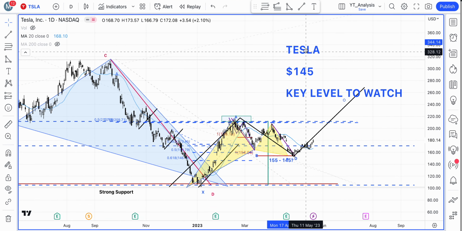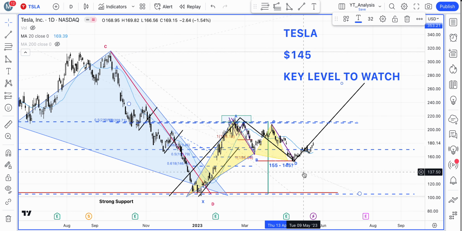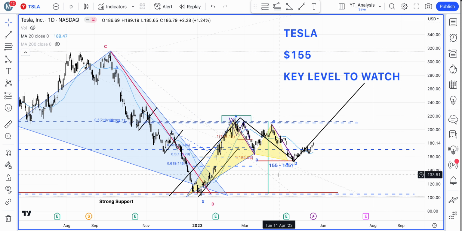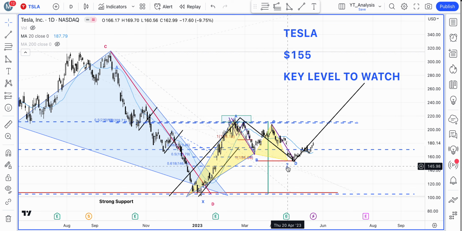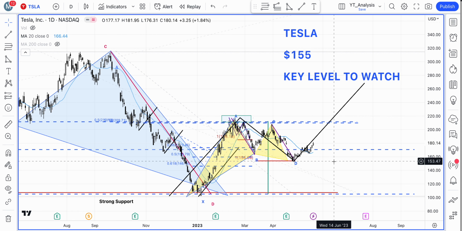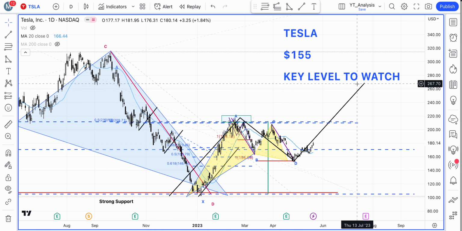So this Tesla stock here, one of the key things is that as long as it holds this $155 per share level, so let me make it "Tesla 155 key level to watch." What it means is that, let me also do a little bit of cleanup. As long as this $155 per share level is respected in terms of support, in fact, this A, B, C, D pattern to the upside might be in play.